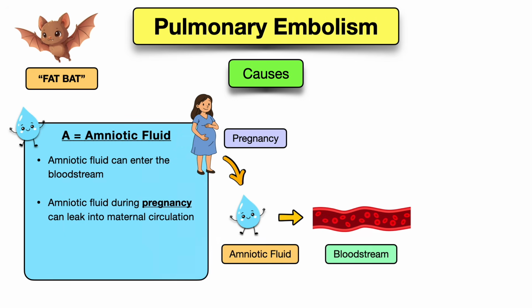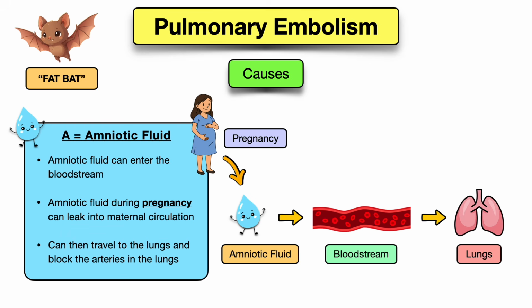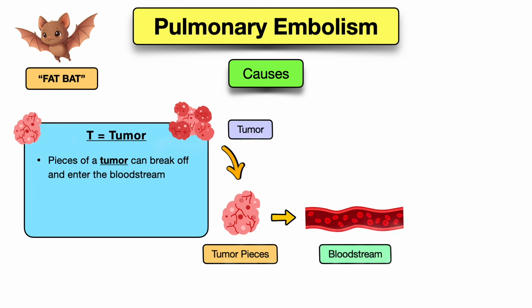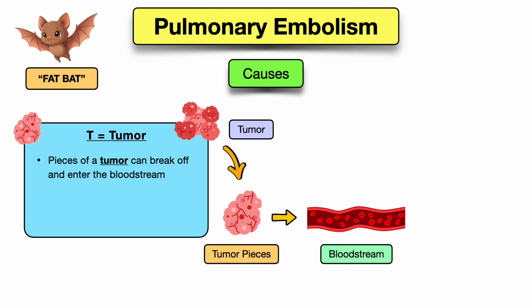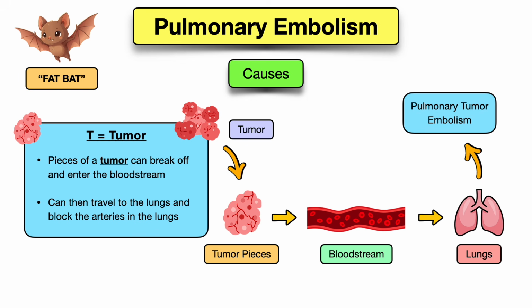Next, we have the other A, which stands for amniotic fluid. Amniotic fluid during pregnancy can leak into the maternal circulation. The amniotic fluid can then travel to the lungs and block the pulmonary arteries or their branches. This can lead to an amniotic fluid embolism. Finally, we have the other T, which stands for tumor. Pieces of a tumor can break off and travel through the bloodstream to the pulmonary circulation, and this can lead to a pulmonary tumor embolism.